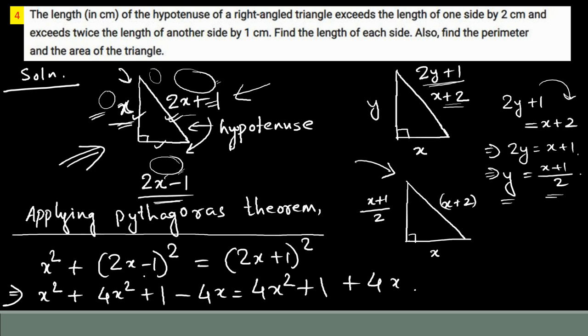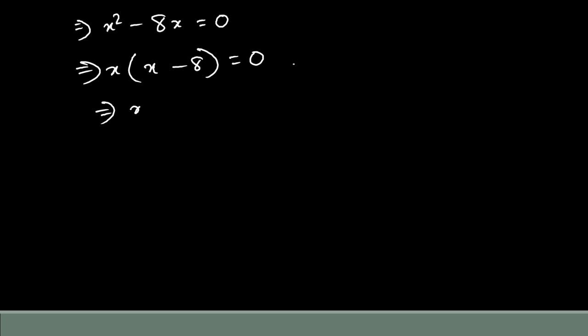You see, from here 4x square gets cancelled on both sides, right? So what are we left with? x square is there. This 4x, if it goes to the other side, it will be minus 4x. If it adds to this minus 4x, it will be minus 4x minus 4x is minus 8x. And this plus 1 and this plus 1 get cancelled. So we are left with x square minus 8x equals 0. If we take x as common, we get x times x minus 8 as 0. So this will give us x equals 0 or x equals 8.